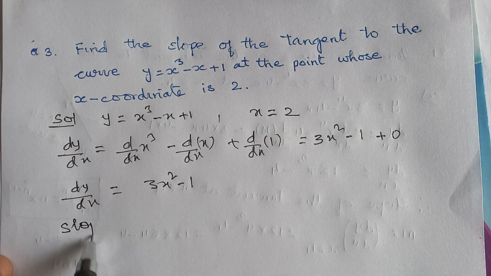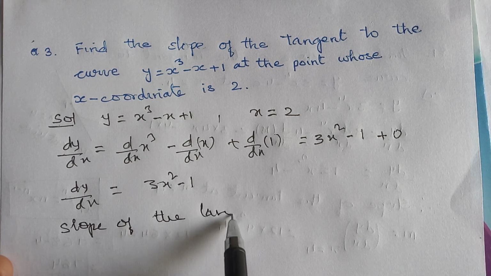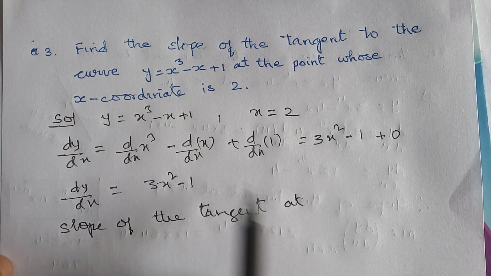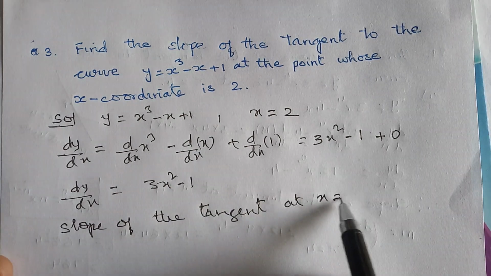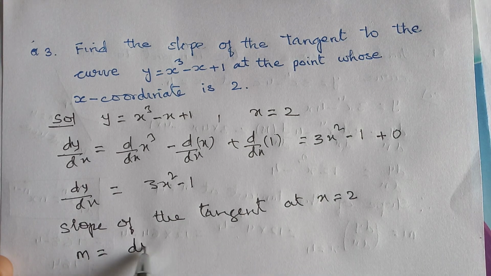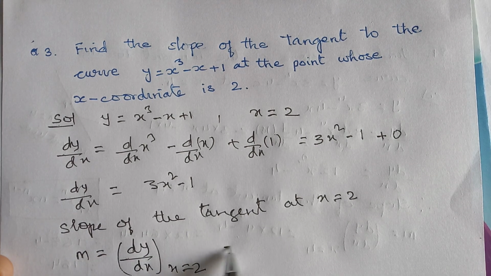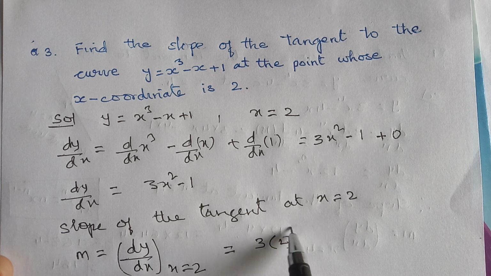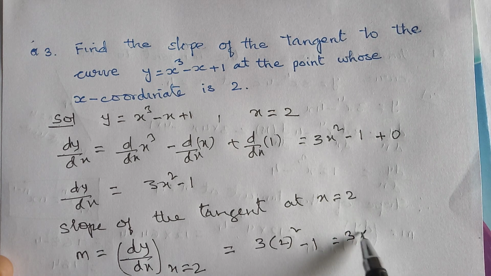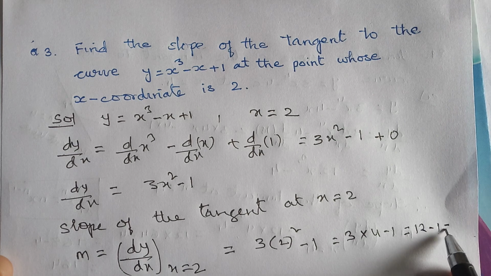Slope of the tangent, just the tangent only. We have to find the tangent. The slope of the tangent at x coordinate, so take x equal to 2. Substitute: m equals dy by dx, value at x equal to 2 implies 3 into 2 square minus 1. So 2 square is 4, 3 times 4 is 12, minus 1, that is 11.